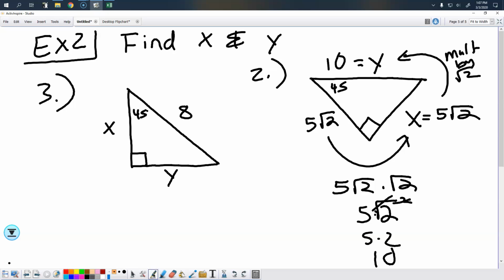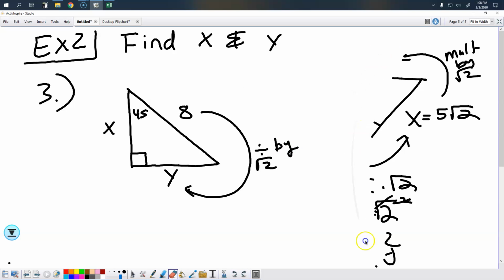All right, here we go. So, what did they give me this time? Think of it as a hypotenuse. Now look at your diagram: if you want to get from a hypotenuse to a leg, what do you have to do? You've got to divide by the square root of 2. Now that's interesting, so pay attention here.